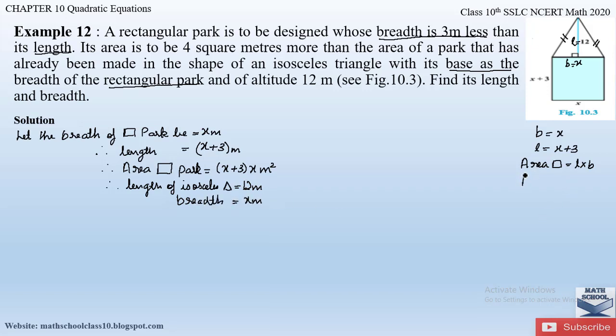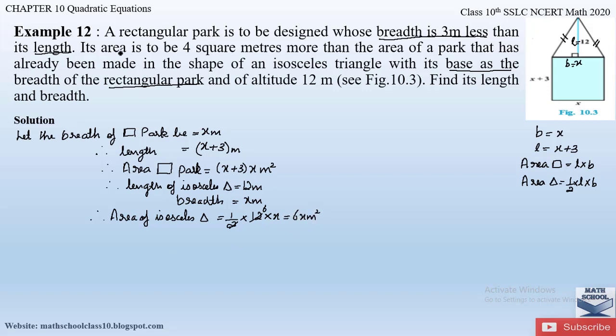What is the area of a triangle given by? The area of a triangle is half into base into height, right? Therefore the area of the isosceles triangle is equal to half into, what is the altitude? It is 12 meters, into base x. Therefore we get 1 times 2, 6 times, which is equal to 6x square meters.